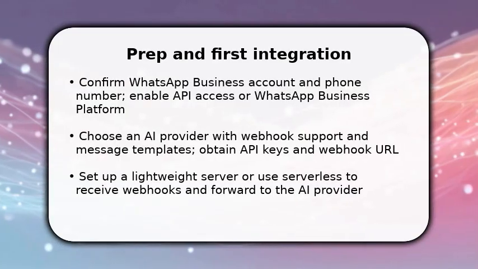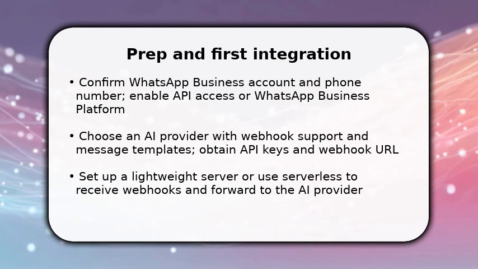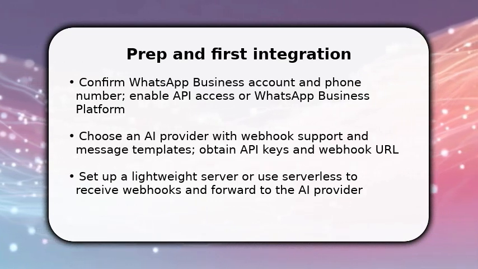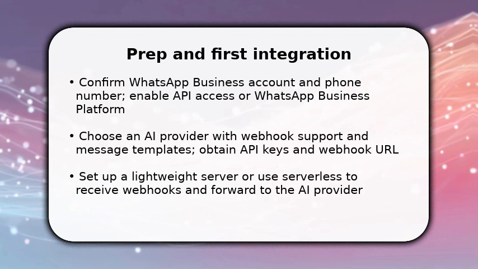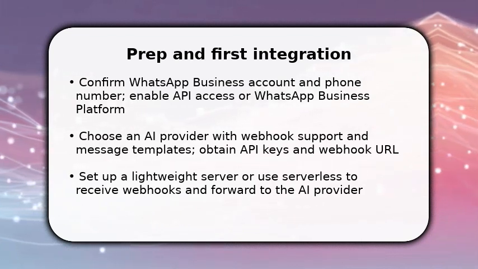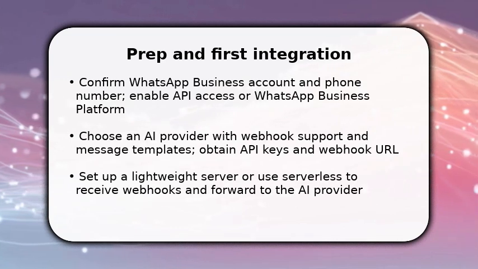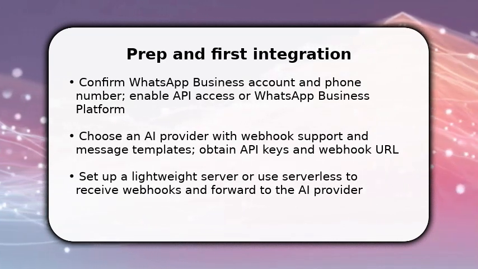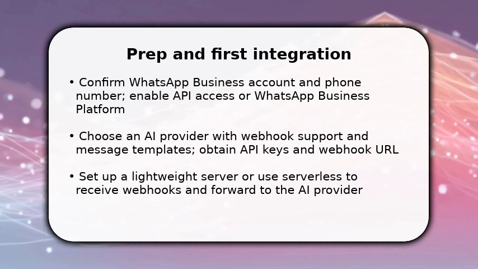You start by verifying your WhatsApp business account and enabling API access. That's essential because messages must flow through the platform. Once done, pick an AI service that supports webhooks and templates. You need API keys, a webhook URL, and message templates approved.